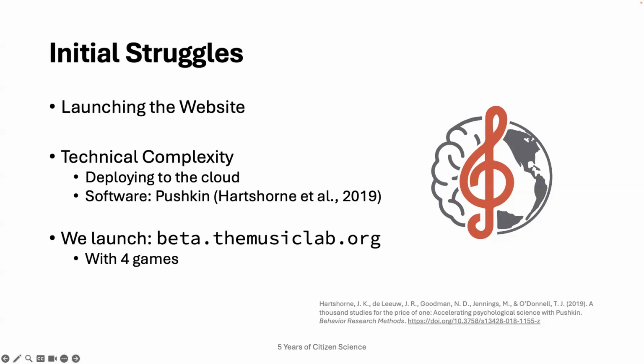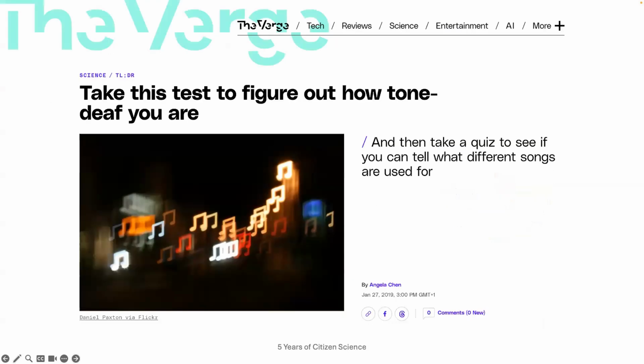And we launched, at first under beta.themusiclab.org, with four tiny games, some from previous studies. We just kind of threw them online without thinking much about it. And then we waited. We were still tweaking things. And all of a sudden, we saw that we got traffic. After a bit, we figured out where it was coming from. The Verge, an online news platform, had posted an article about it. And we didn't actually know about this before. So it really hit us out of the blue.